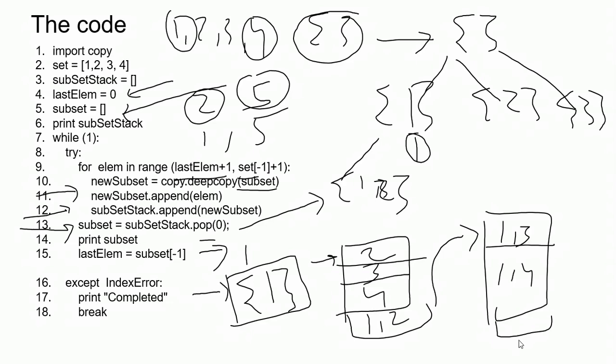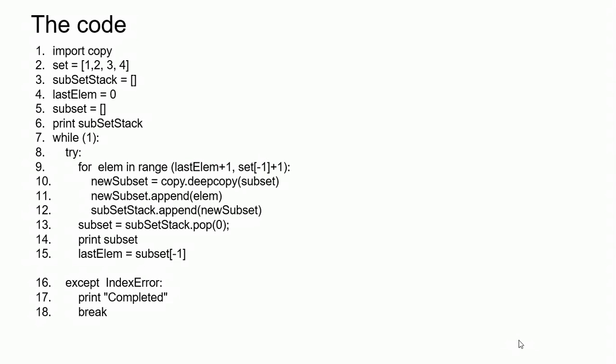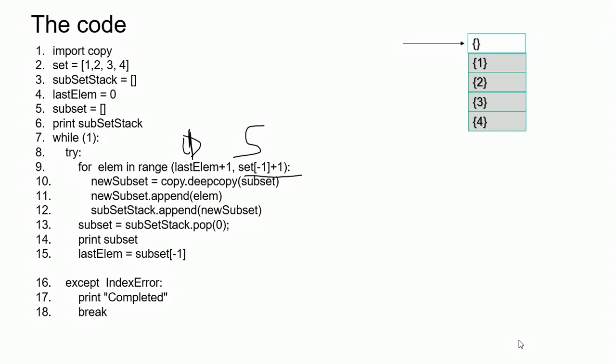Now I have drawn this also, so this I have given an explanation. Let's see it in action diagrammatically. Initially it's a null set. When it is a null set, the last element value is initially 0, so last element plus 1 will become 1. Set of -1 plus 1 will become 5. So the iteration is from 1 to 5, excluding 5. All of 1 to 5 you are adding to the null element, which means it will generate the first iteration.